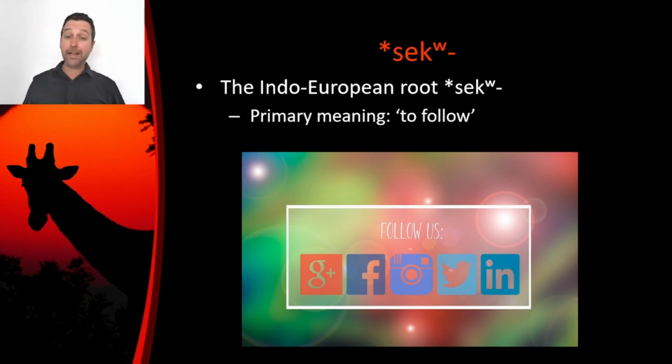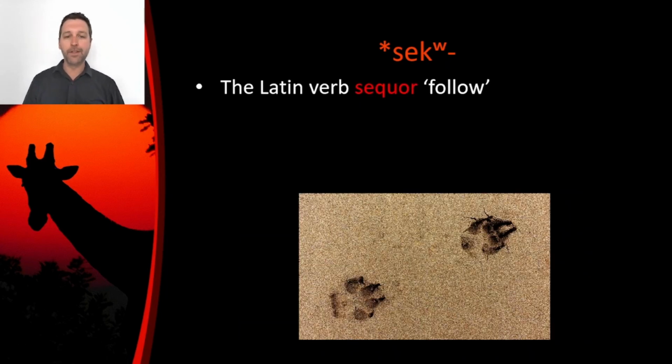What did this root mean in Indo-European? Well, the primary meaning of this root was simply to follow. That was the basic meaning of this root. We're going to look at how this root comes into English in the following slides and for the rest of the episode, but just to tell you straight up, most of the cognates we get from this Indo-European root come through the Latin verb sequor.